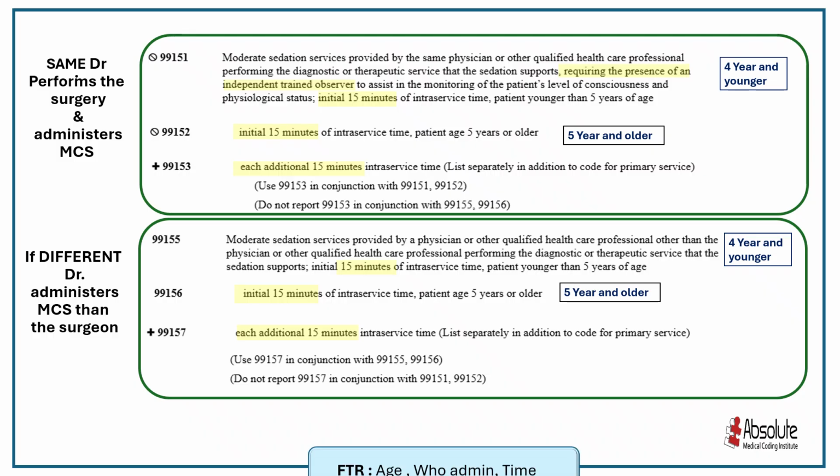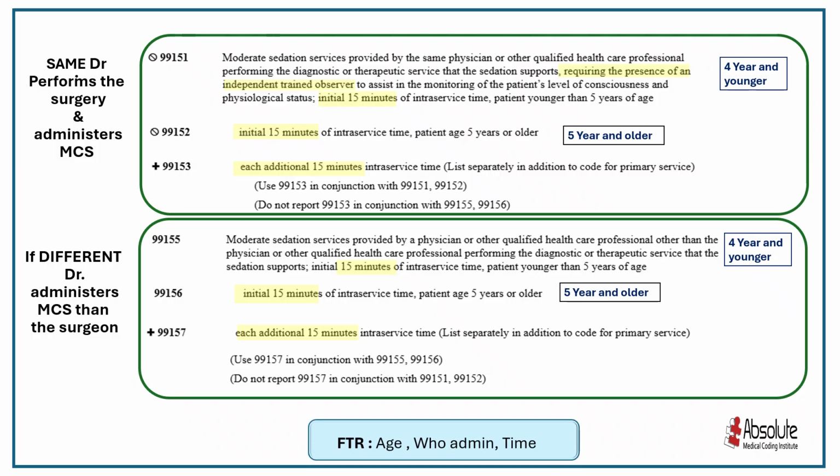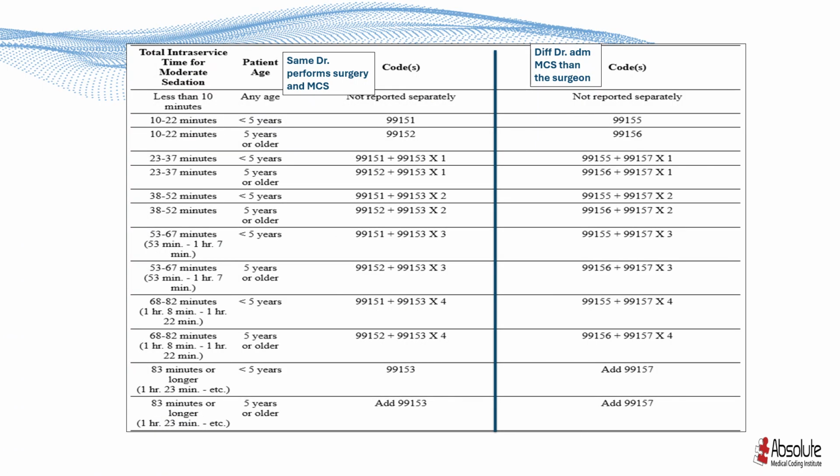Finally, coders, don't forget our FDR. You also always have to check the age of the patient, who administers the moderate conscious sedation, and the time of the moderate conscious sedation. And for those who like to pick up the codes using a table, we have a moderate conscious sedation table in our CPT manual. So have a look, and it can also be very helpful in arriving at the correct moderate conscious sedation codes.